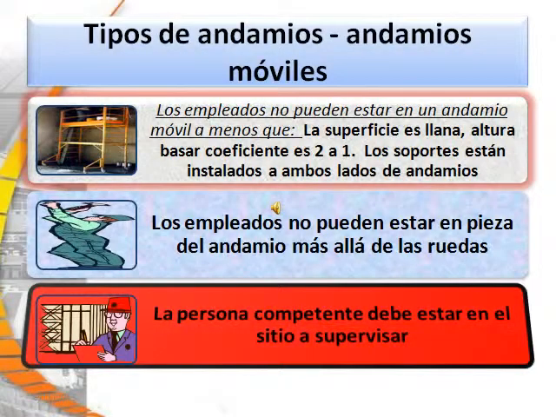Types of scaffolds include moving scaffolds. Remember that employees cannot be on moving scaffolds unless the scaffold has a surface that is level and the height to base ratio is 2:1. Outriggers are installed on both sides of the scaffolds, and employees can't be on the scaffold beyond the part of the wheels. A competent person must be on the site supervising the operation.